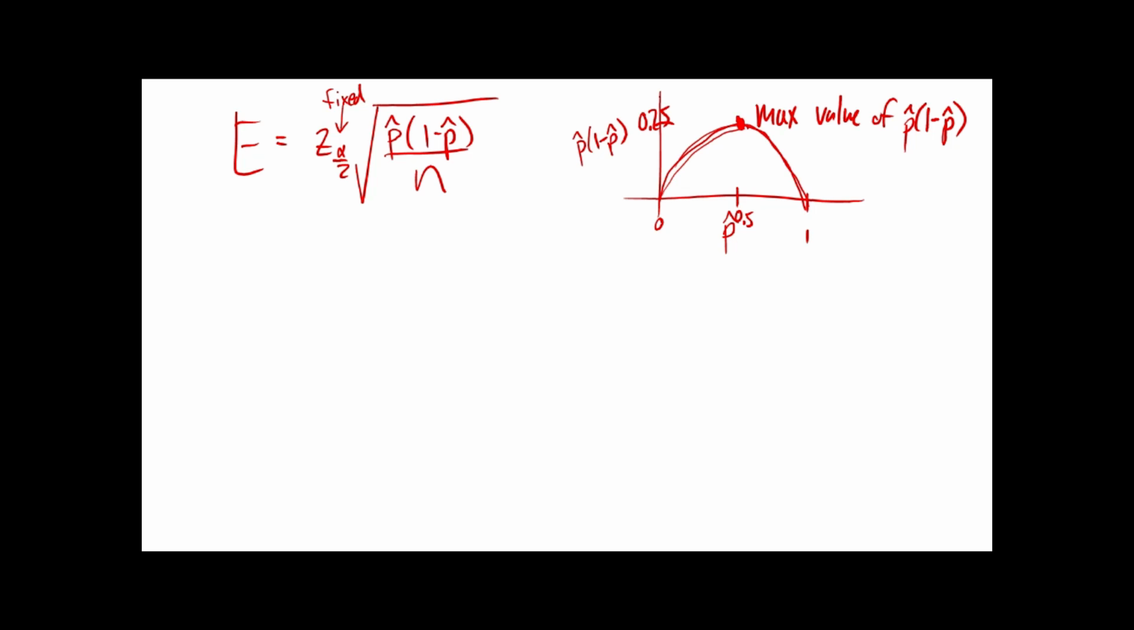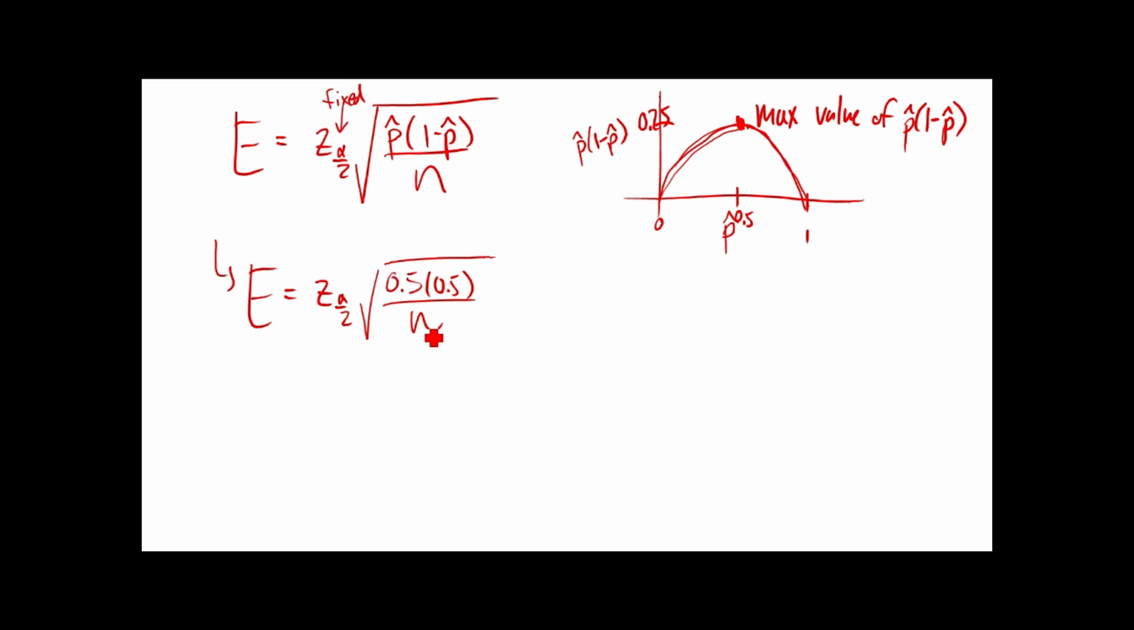Okay, so what we do is we say, okay, we want to be conservative, right? We want to definitely make sure we take enough samples. And so we're going to use a conservative estimate, and we're just going to use 0.5 times 0.5 because we know that's when it's maxed out, and then we can actually solve for n here.